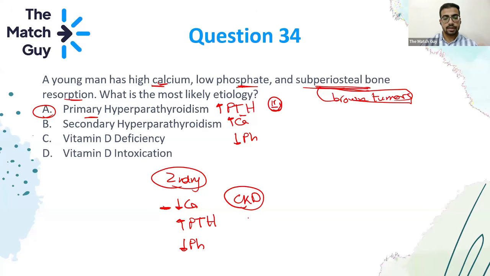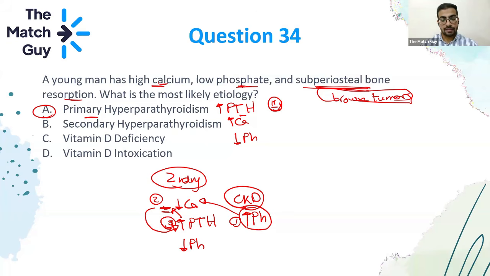So what is the primary thing that's happening in chronic kidney disease? I actually have phosphorus retention, phosphate retention. That's the primary event. Phosphate retention is going to cause decreased calcium, and so decreased calcium is going to cause increased PTH in an attempt for it to normalize the calcium back again.